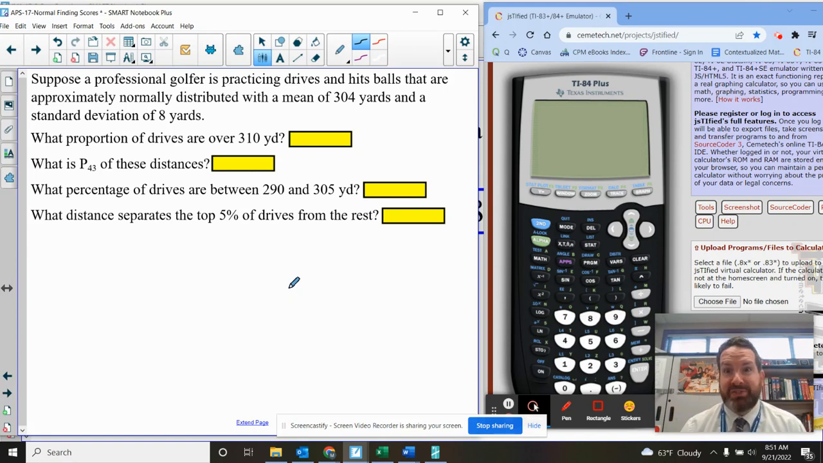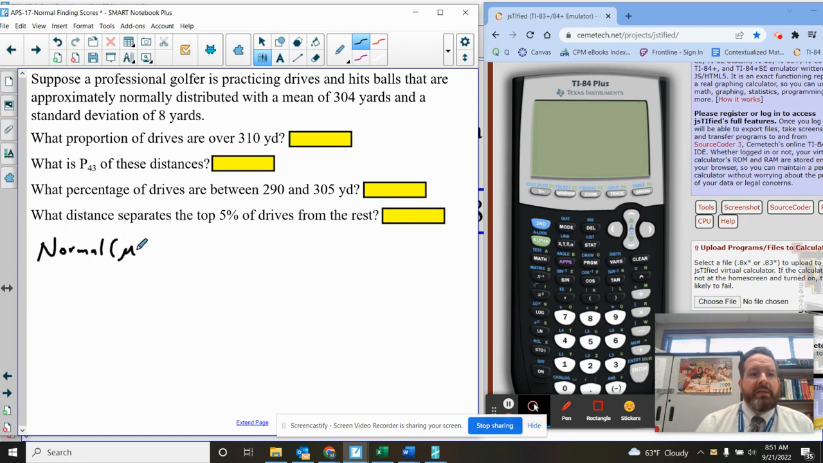There are two types of questions. One is where you are given a number of yards and asked to find a proportion or a percentage. That's what this first question is. We're given a number of yards and asked to find something that works with it. So I'm going to think down here for a moment. So I'm in a normal distribution where the mean is 304 yards and the standard deviation is 8 yards. And we're looking at this first question.